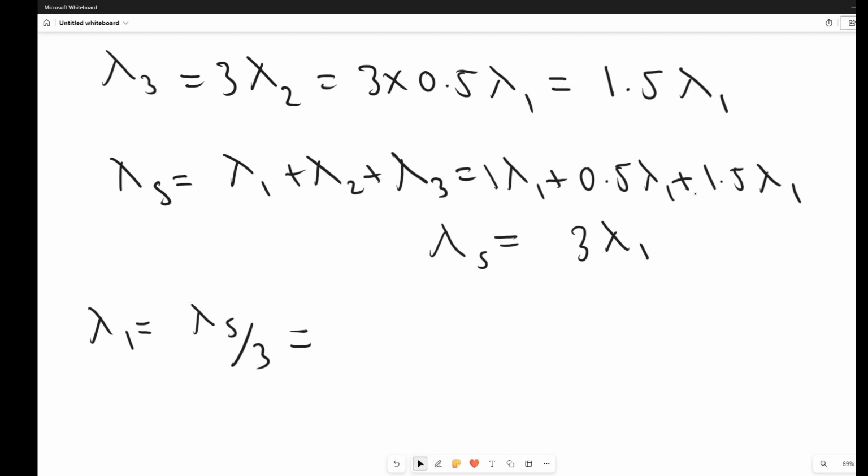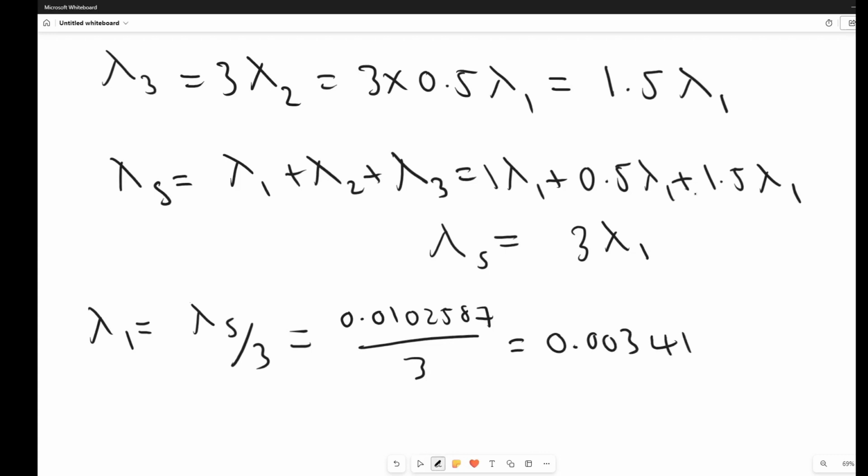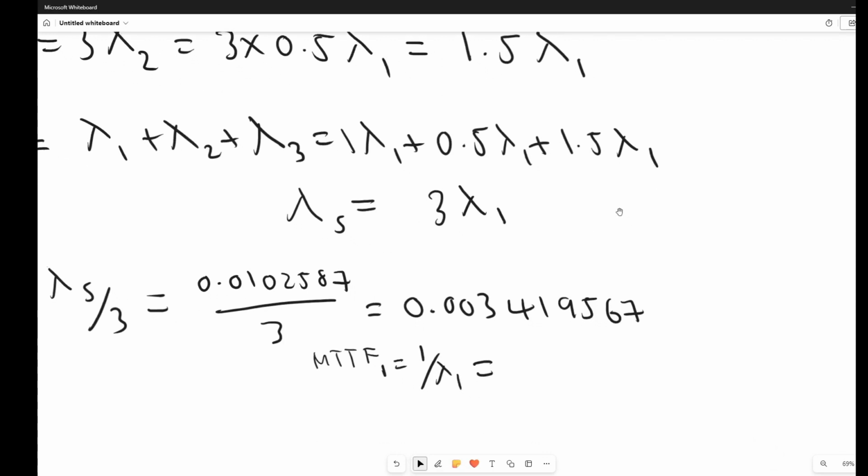So 0.0102587 divided by 3 is 0.003419567, and then for mean time to failure of the first one, just flip that, so 1 over lambda 1 is 292.43. This is also in years.